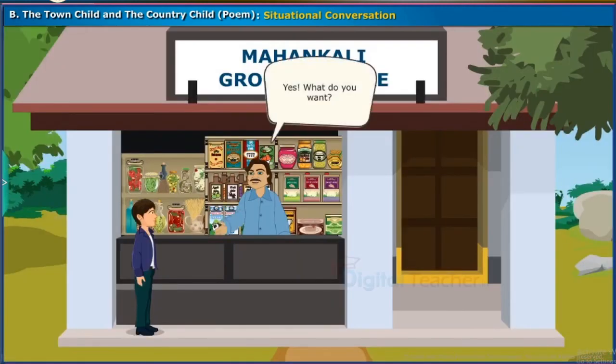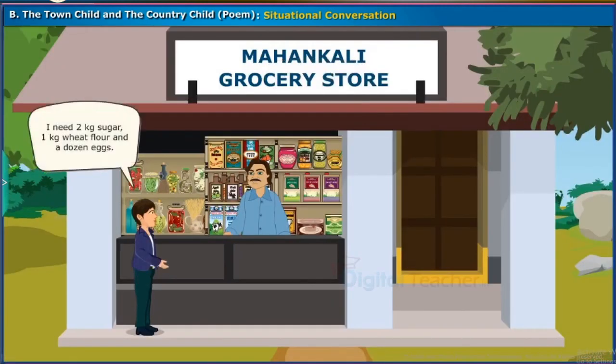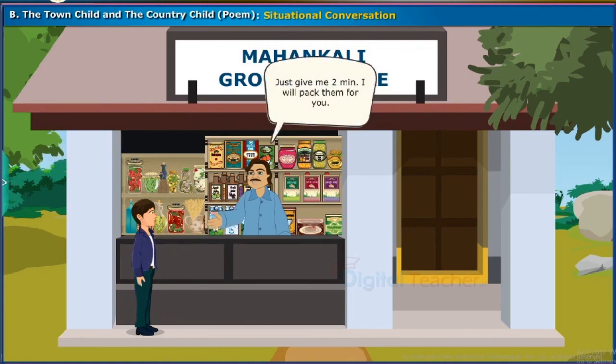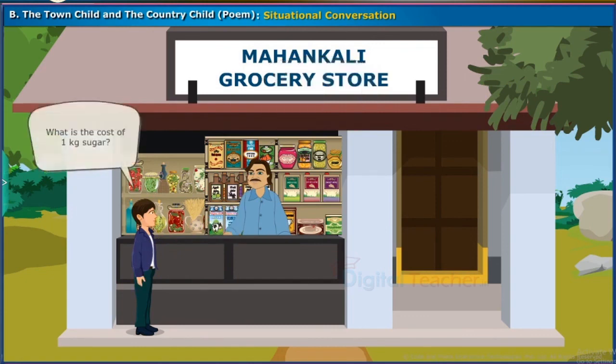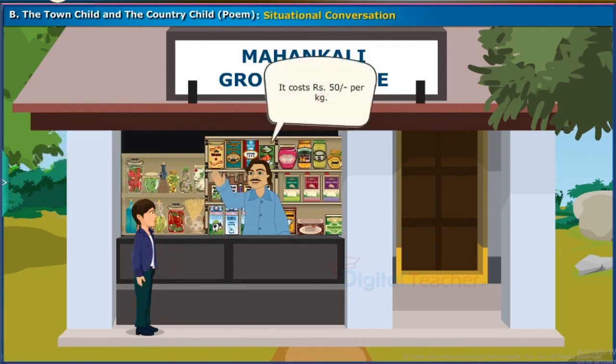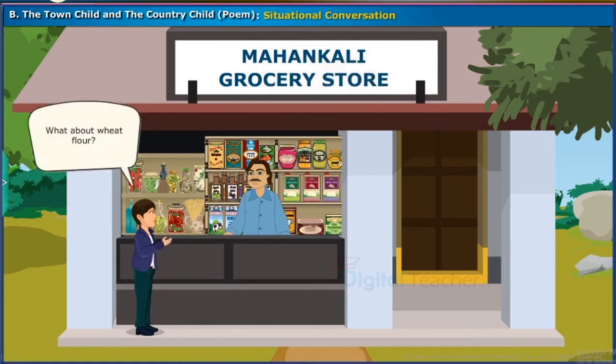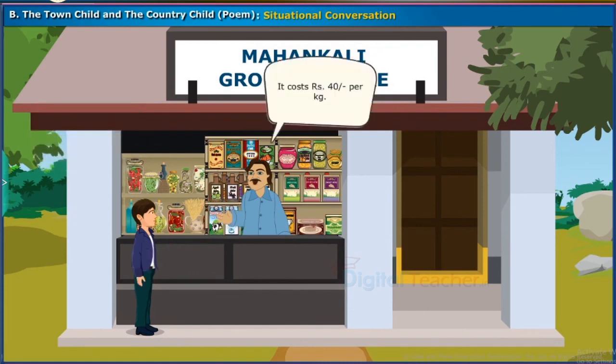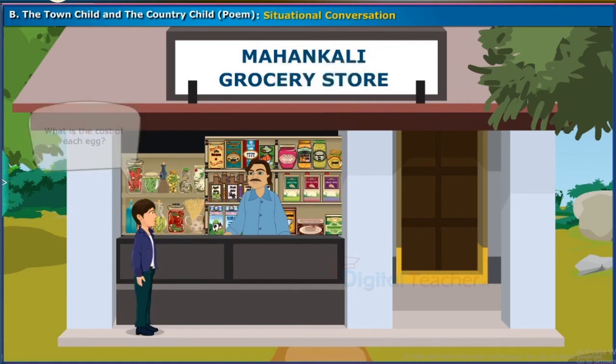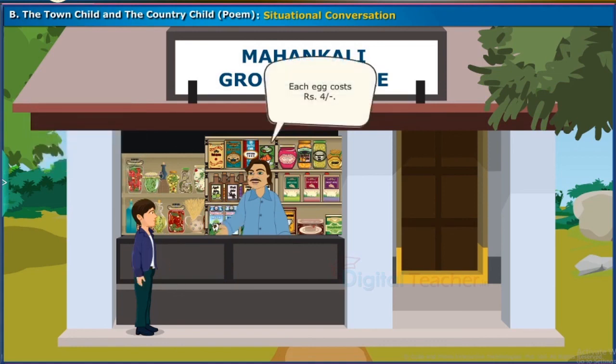Yes, what do you want? I need 2 kg sugar, 1 kg wheat flour, and a dozen eggs. Just give me 2 minutes. I will pack them for you. Sure. What is the cost of 1 kg sugar? It costs rupees 50 per kg. What about wheat flour? It costs rupees 40 per kg. What is the cost of each egg? Each egg costs rupees 4.